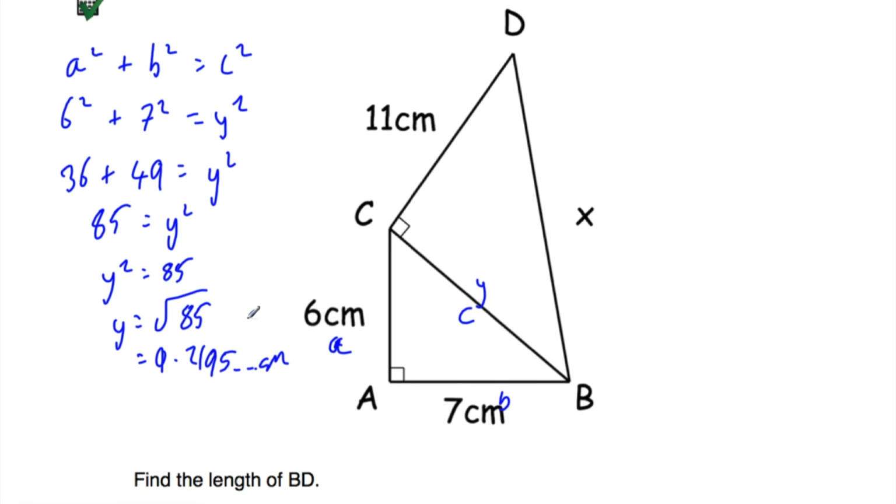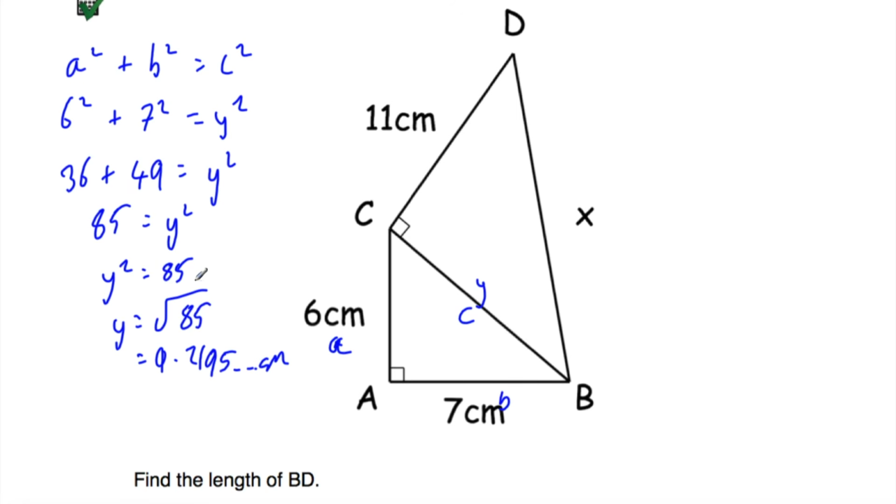Now in this question I could use that number, 9.2195 and so on centimeters, or I could just use the square root of 85, and that can be quite useful in a question like this. If we need to use Pythagoras' theorem again, like we do, and I use this number, 9.2195 and so on, and round it, and then square it again, I'm going to be bringing a bit of an error into my answer.